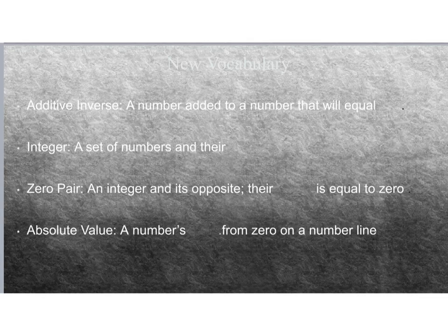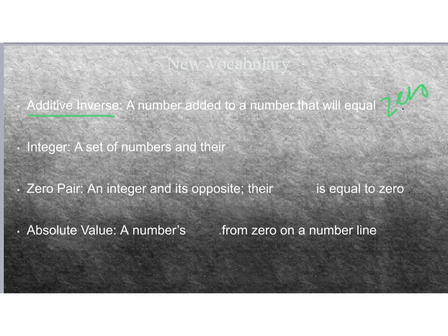Okay, so before we get started with actually adding with our models, we are going to talk about some vocabulary. The first word we're going to talk about is additive inverse. An additive inverse is a number that is added to a number that will equal 0. So sometimes you can hear this called a zero pair, but it's also known as an additive inverse.